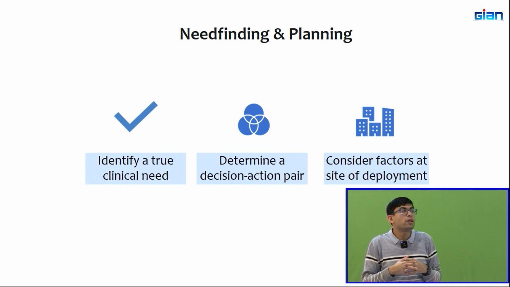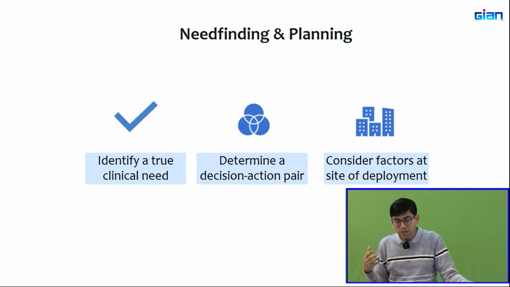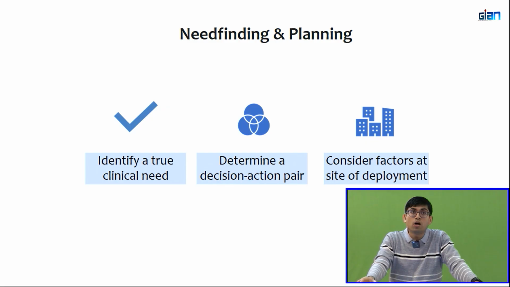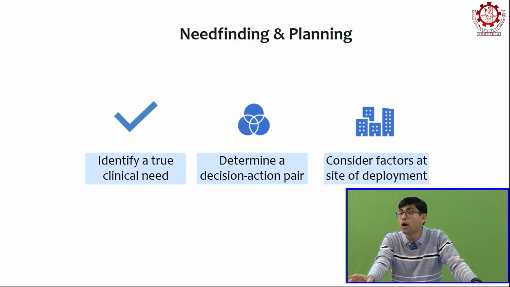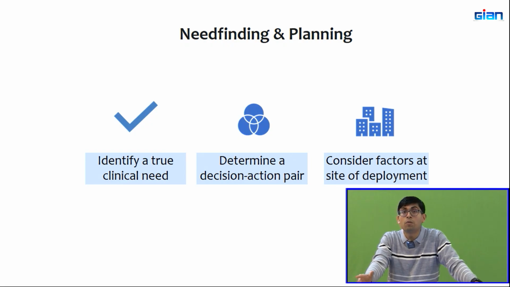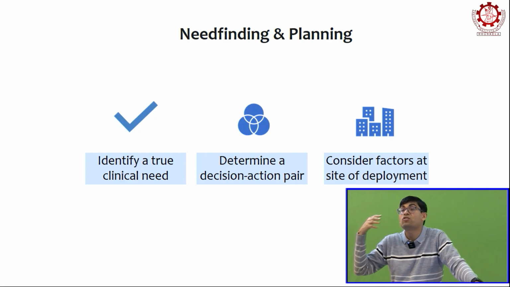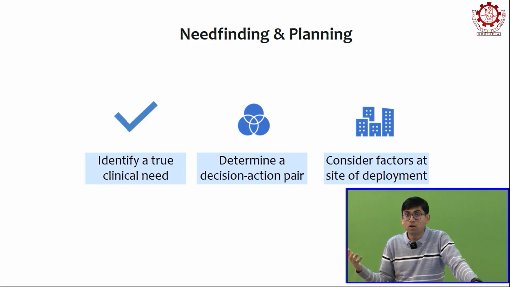So you can have different kinds of deployment scenarios, and if you want to have some sort of an on-prem deployment, that means it's important to know what sort of resources you have on-prem, right? Do you actually have computers that have enough computing power? Do you have enough GPUs? Do you have enough CPUs? Do you have the technical personnel, the technical expertise to help you with this? So many of these factors need to be considered at the site of deployment.